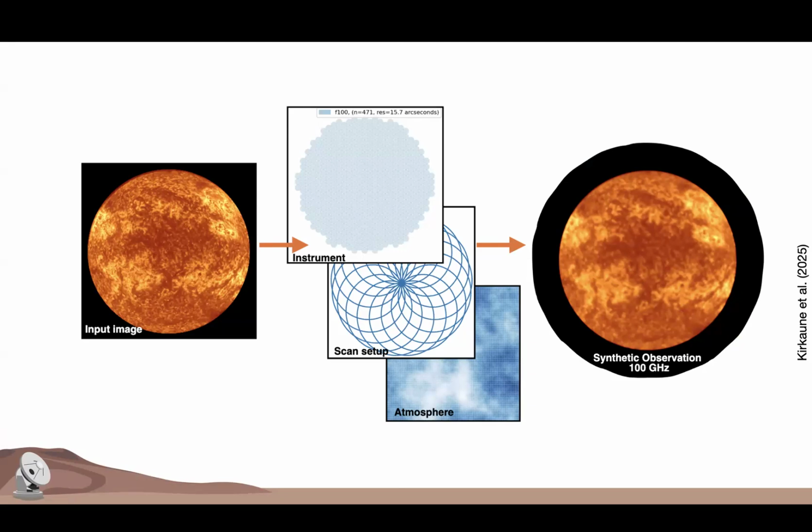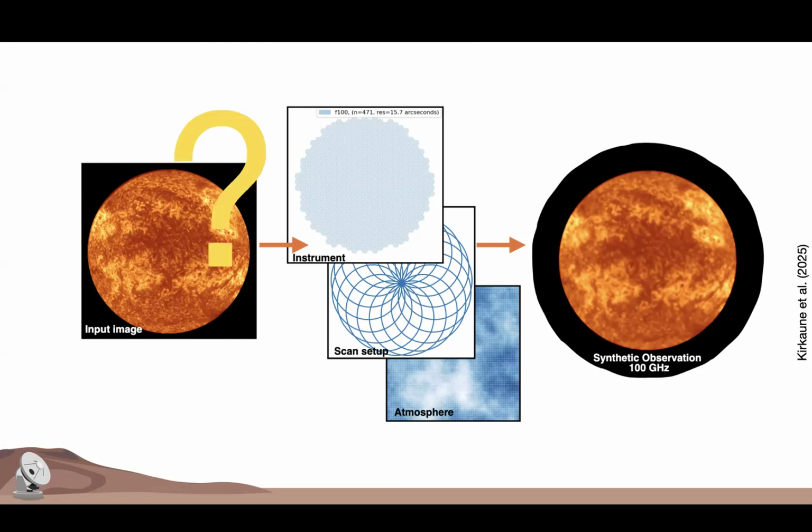You supply an input image or an input movie if you want to simulate observations of a dynamic target such as the sun. Then you define an instrument and a scan setup. You define the parameters of the terrestrial atmosphere that you want to apply, and then you simulate your scan with your defined instrument, creating a synthetic observation, as you can see an example of here.